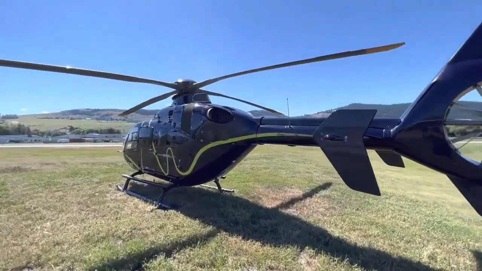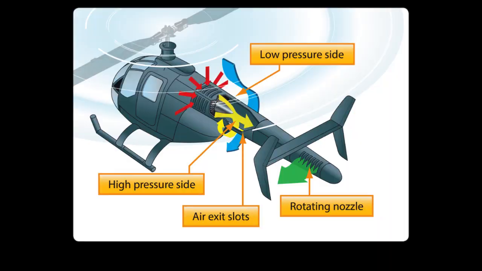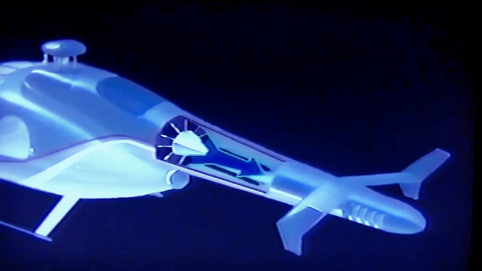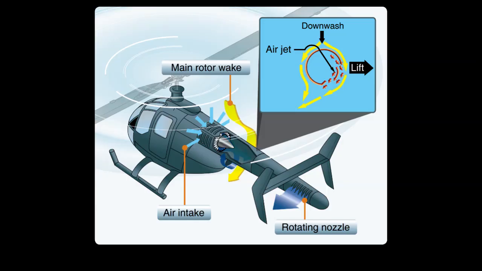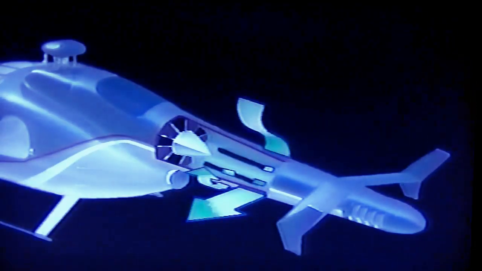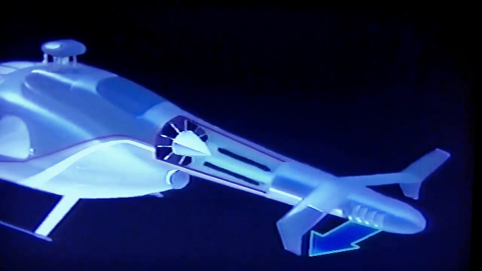A third method of counteracting the torque of the helicopter's main rotor is a technique called the no-tail rotor system, or NOTAR. This system uses a high volume of air at low pressure, which comes from a fan driven by the helicopter's engine. The fan forces air into the tail boom, where a portion of it exits out of slots on the right side of the boom and, in conjunction with the main rotor downwash, creates a phenomenon called the Coanda effect.